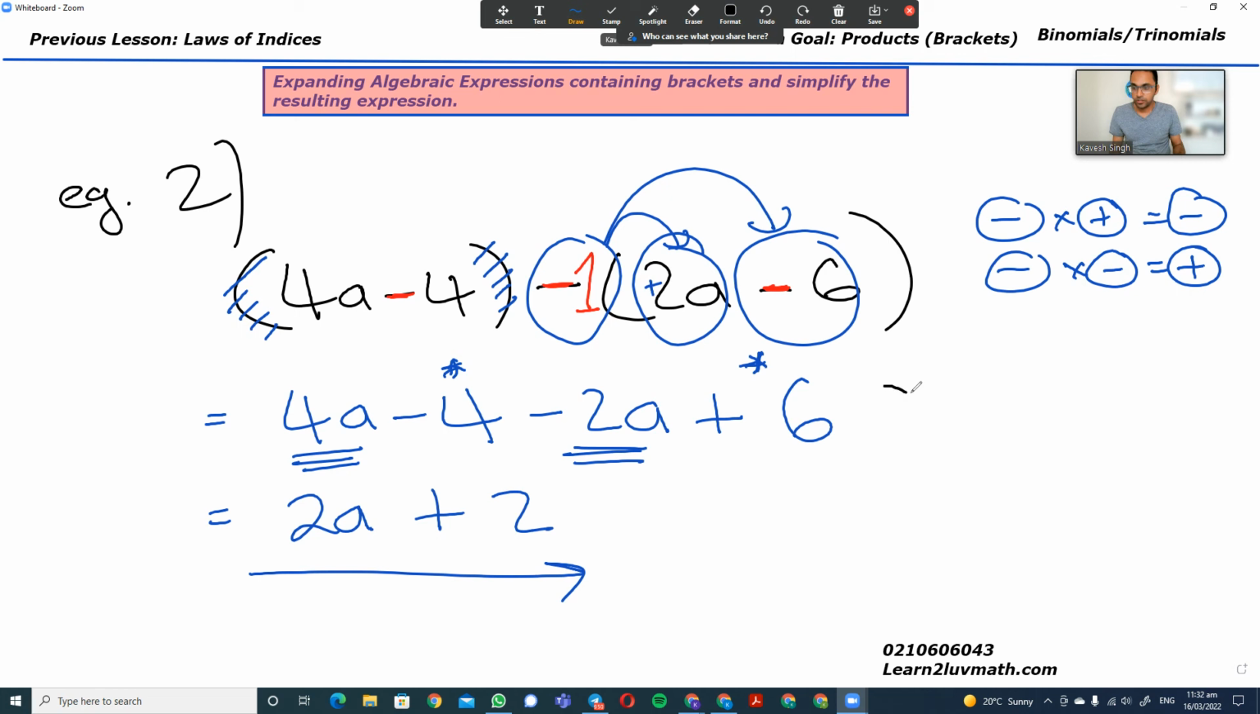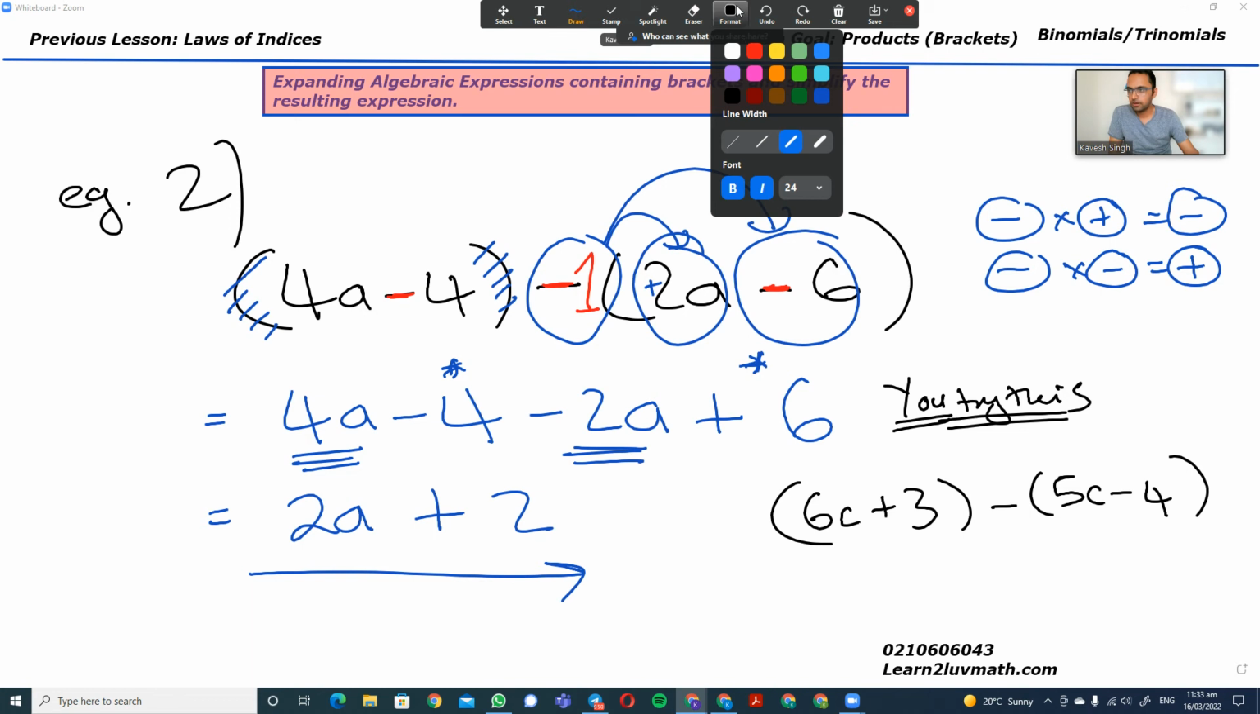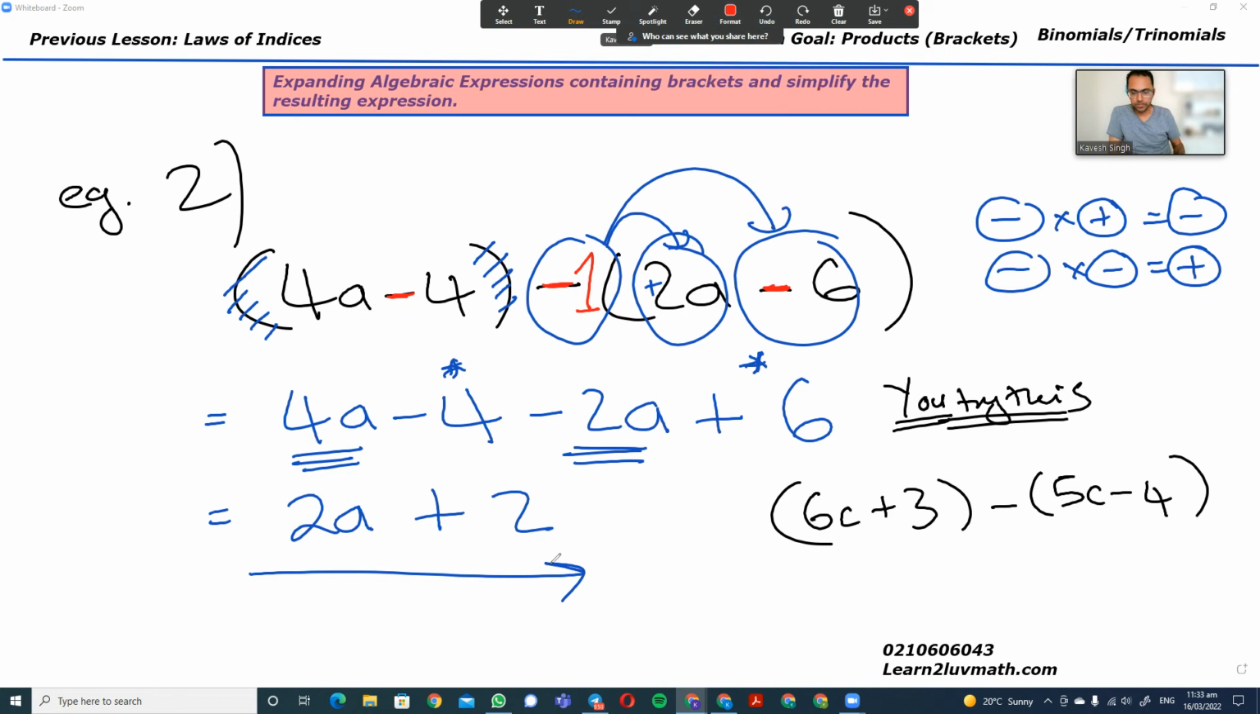Now, you can try this, press pause, and the question goes like this. You've got 6c plus 3 minus 5c minus 4. All right, try this example. Press pause. All right, so let's go through this example here.